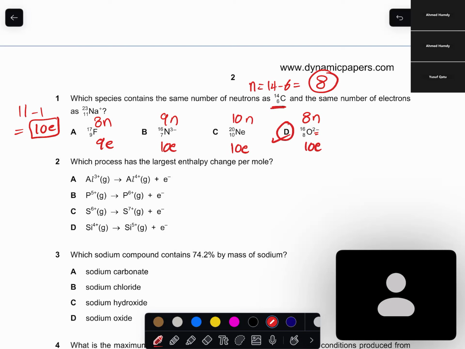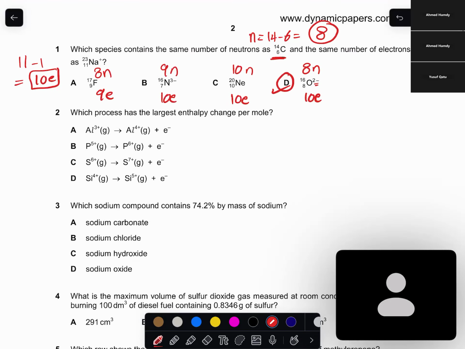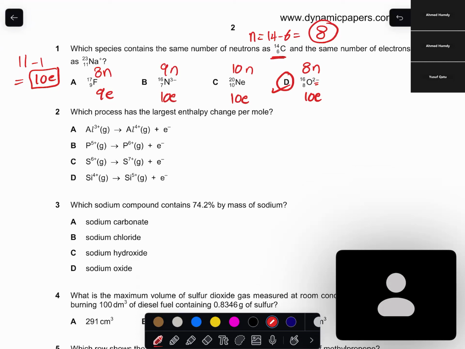Okay? But in question number 2, we have which process has the largest enthalpy change per mole? Of course, all of them are ionization energies, in which you will remove an electron from a new shell. Okay? Aluminum, phosphorus, sulfur, silicon, all of them exist in the same period. This is in period 3, aluminum, then silicon, then phosphorus, then sulfur.